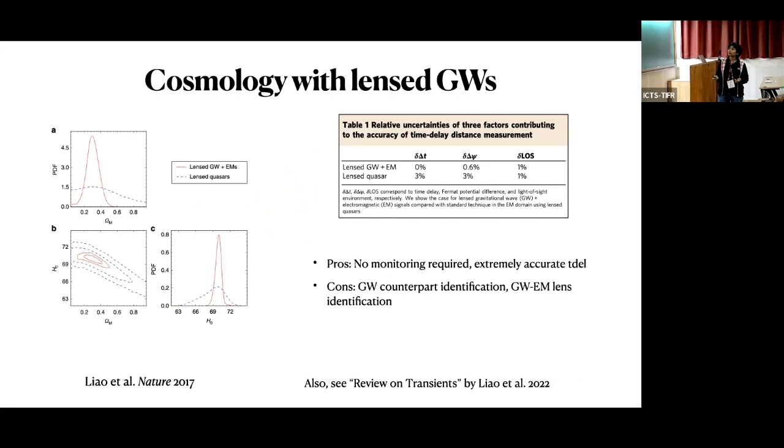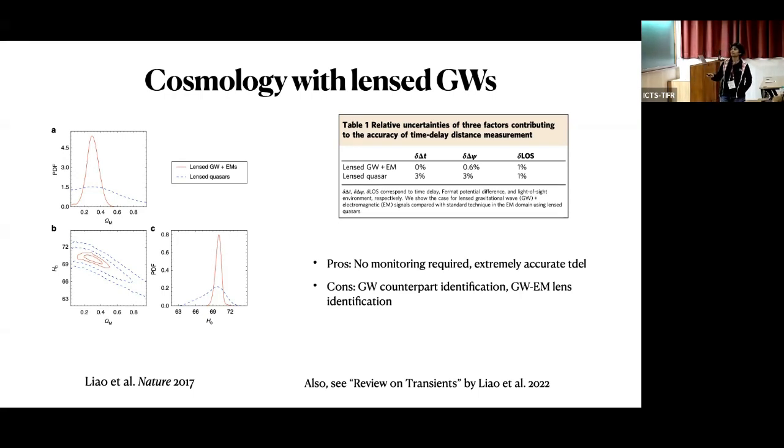So talking about the scientific motivation here. We can do cosmology with lensed gravitational waves, very similar to what I discussed before with lensed quasars and lensed supernovae. In this paper by Liao et al., they did some mock analysis to understand and compare how lensed GWs do with respect to lensed quasars.